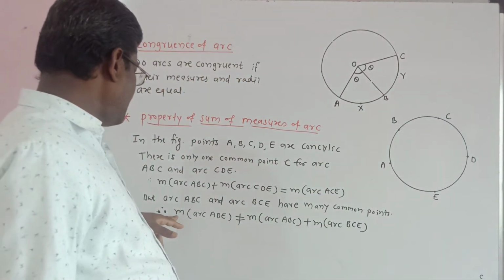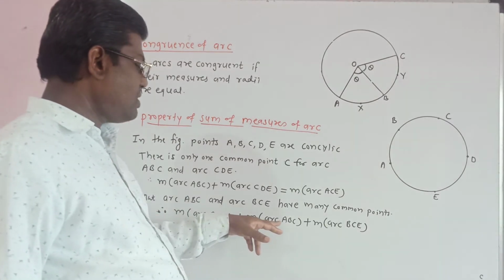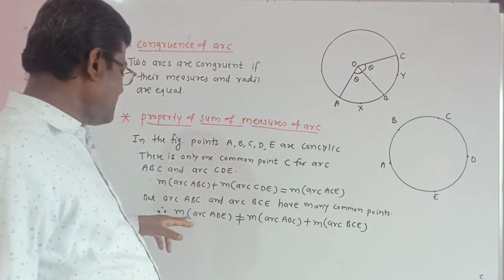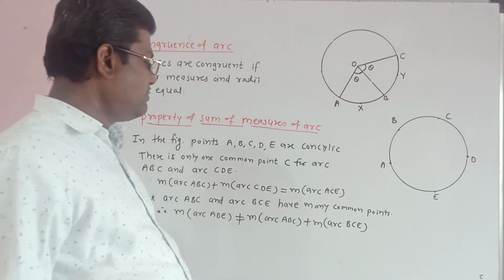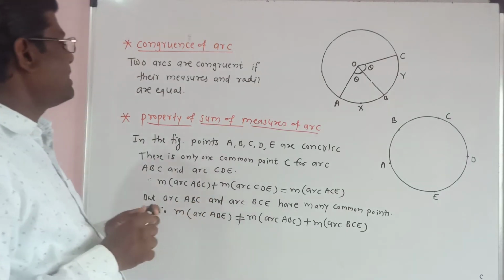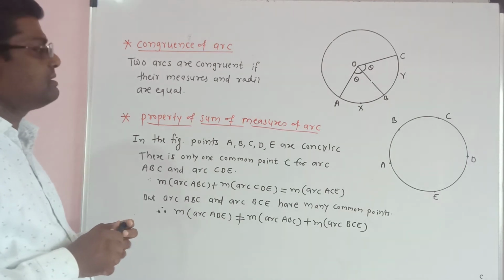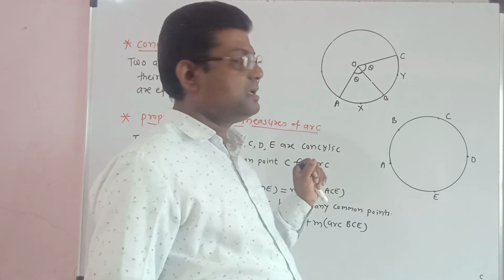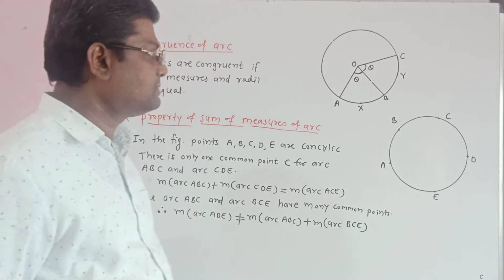So we can't write that the measure of arc ABE is equal to the measure of arc ABC plus the measure of arc BCE. Therefore, the measure of arc ABE is not equal to the measure of arc ABC plus the measure of arc BCE. This is called the property of the sum of measures of arcs. We take the sum of measures of two arcs only if the two arcs have only one common point.